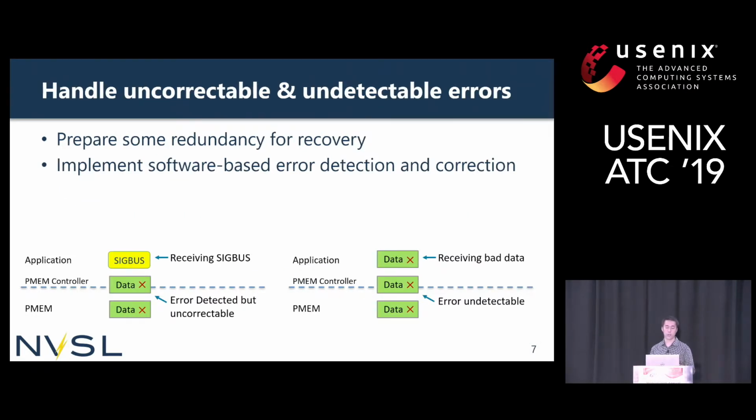Therefore, from the software perspective, it needs to be aware of uncorrectable and undetectable errors and handle them properly. This requires having some source of redundancy to repair corruption and implementing some software-based error detection and correction mechanism that works in addition to hardware ECC.